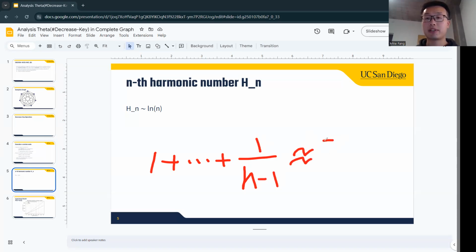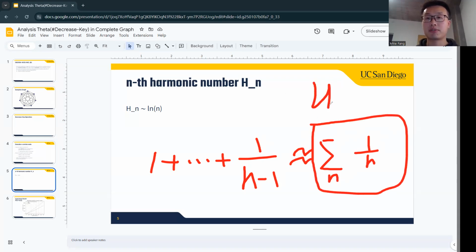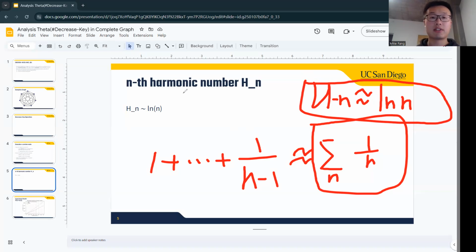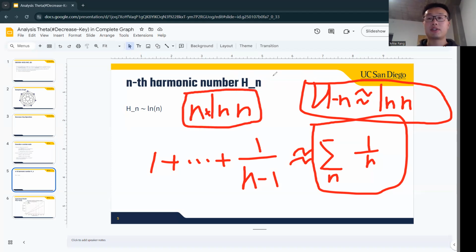This can be approximated by this, right? And this part is the harmonic number Hn. Hn can be approximated by log n, so I'm just using the formula. Basically, log n is the expected number of decrease key operations for one node. Now think about how many nodes we have in the complete graph. We have n nodes here. So n log n is the expectation for the total number of decrease key operations in a complete graph with n nodes. So have we proved the right thing?